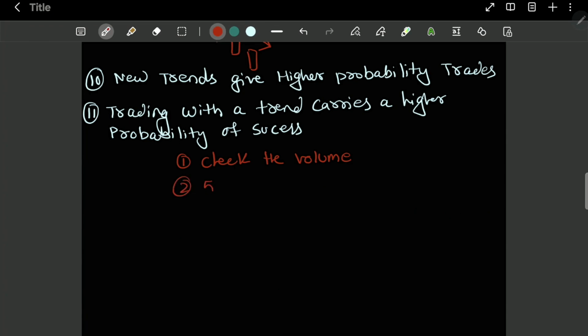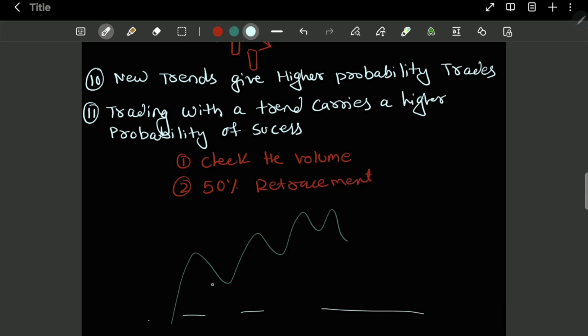The second most important thing is 50% retracement. I hope you all know this theory. If the price is moving up, I need to calculate till when it will come down. In that case, I will use a Fibonacci tool, which I use daily in my trading.